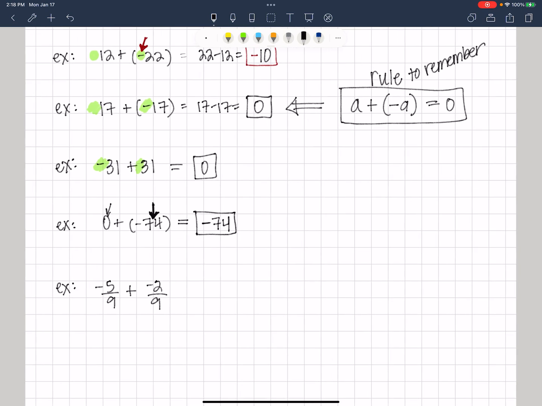-5 ninths plus -2 ninths. Well, negative plus a negative, so those are the same sign. So we're going to add those two values. 5 ninths plus 2 ninths. Same sign, add. That gives me 7/9, but remember, your last step is always to take the sign of the larger value. The larger value here is 5/9, and its sign is negative, so our answer will be negative.